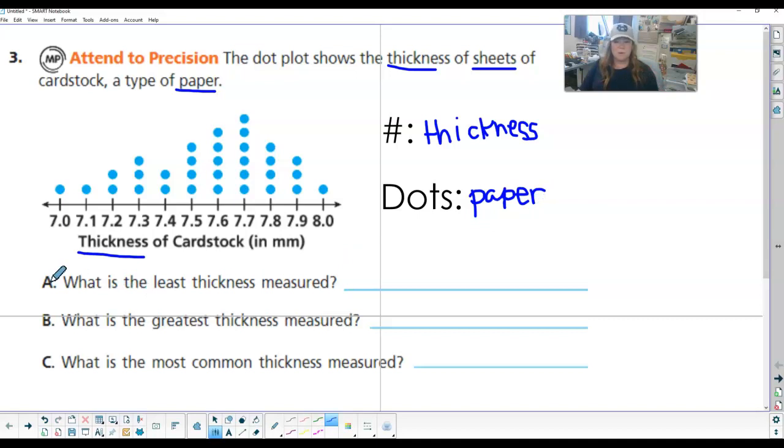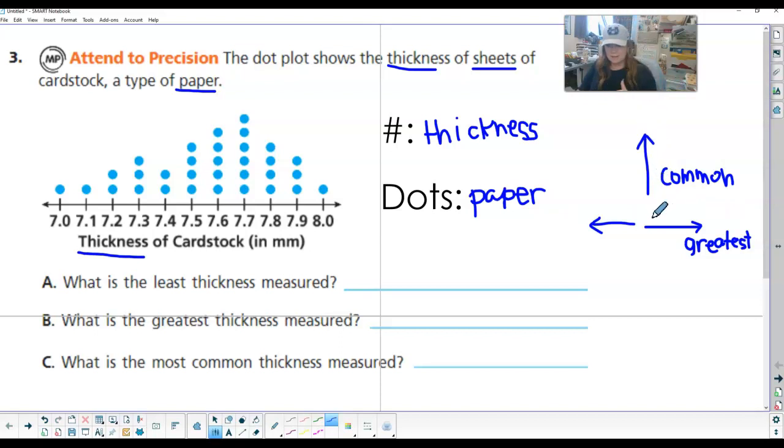Now, something we also want to remember, if it's asking us about things that are common, then we're looking for how high they go. But if it's asking us about the numbers here, if it's asking about what's the greatest, then we're actually using those numbers on the number line. Here's the smallest, here's the biggest, here's the most common, here's the least common. It's going to use that word common if it's asking about how many dots there are.